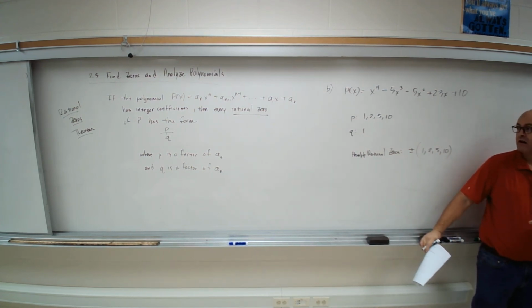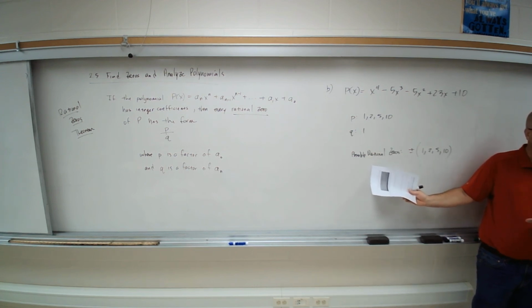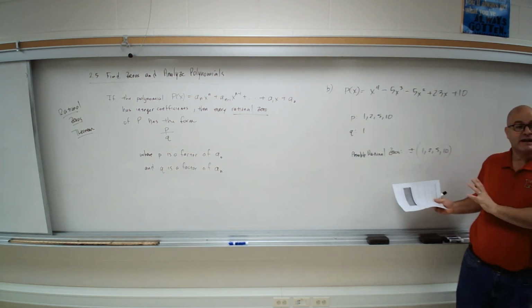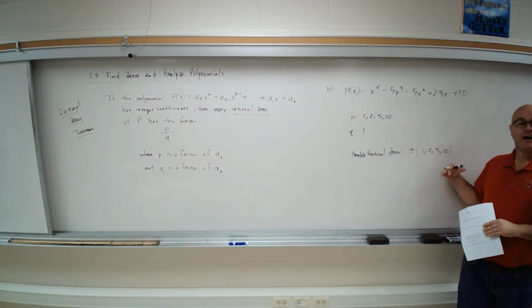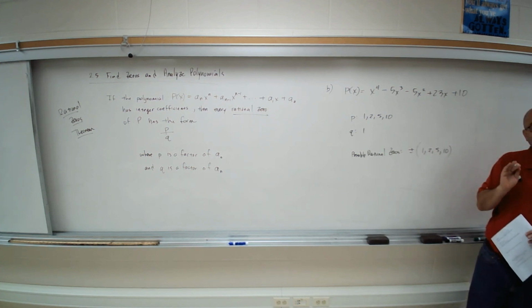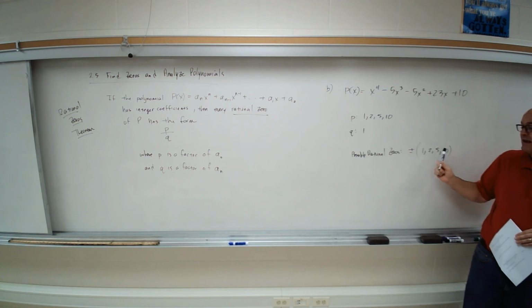Now, just to be clear, these are just possible, right? They all couldn't be zeros, because it's only a 4th degree polynomial. Most it can have is 4. So they can't all work. It could be that none of them work. We have no idea until we test them. But if any rational number works, it's going to be from this list, which is powerful, right?